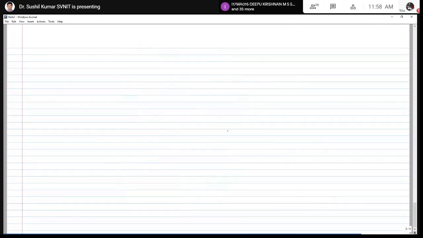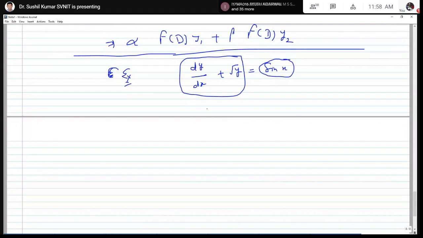So what we'll do in this part? We check the linearity. See, in this part, we'll replace this y by alpha y1 plus beta y2. And if you are getting an equation in this form, alpha into dy1 over dx plus root y1, plus beta into dy2 over dx plus root y2, then the equation is linear, otherwise not. And you have already studied this in your linear algebra part.